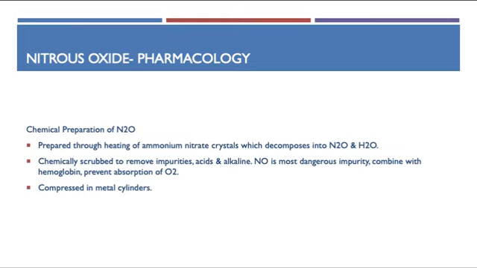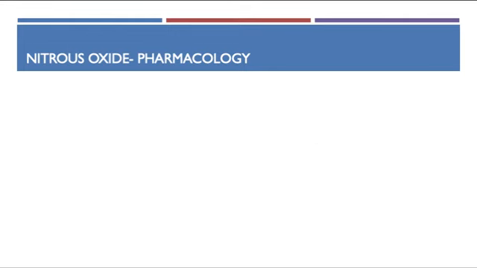So how does nitrous oxide come about? How is it created? Well, it's prepared through the heating of ammonium nitrate crystals, which decompose into nitrous oxide and water. This is chemically scrubbed to remove the impurities, the acids and alkaline. Nitric oxide is the most dangerous impurity because it can combine with hemoglobin and prevent the absorption of oxygen. That material is then compressed in a metal cylinder and then delivered for use by medical professionals.